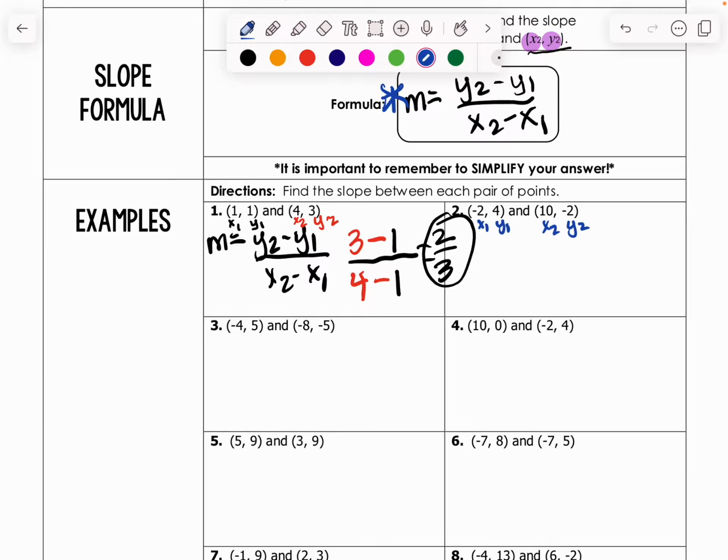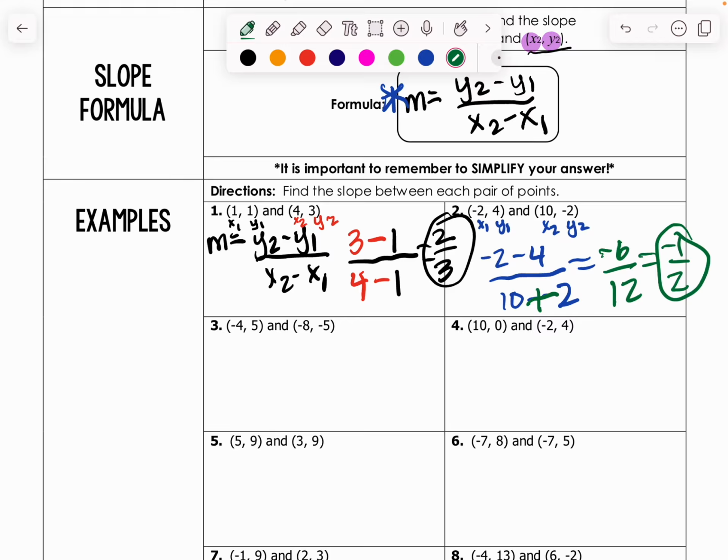Okay, so y2, negative 2 minus 4. It's always that subtraction. And then 10 minus a negative 2. Remember, if it's a double negative, that's going to change it to a positive. So negative 2 minus 4 is negative 6. 10 plus 2 is 12. That simplifies to negative 1/2. So that's our slope.